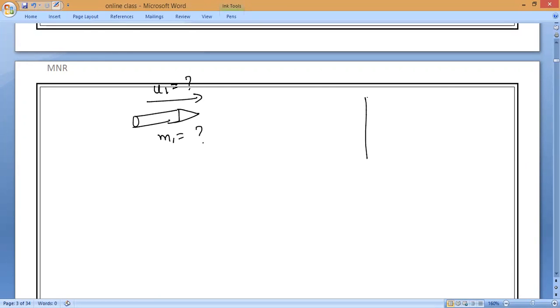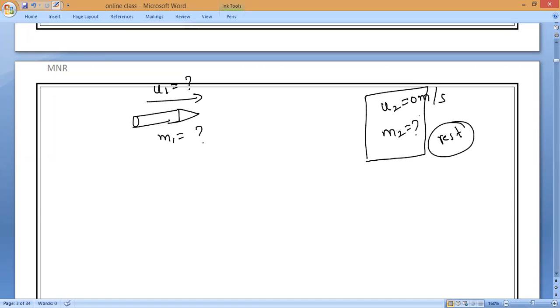Now, if a wooden block or some body is present here, the body is initially at rest. Initially at rest means its mass is m2, but velocity u2 is 0 meter per second. So all of you should remember, before hitting, its momentum will become 0.